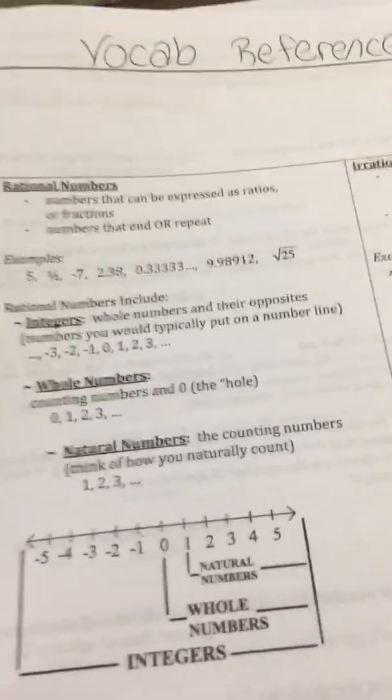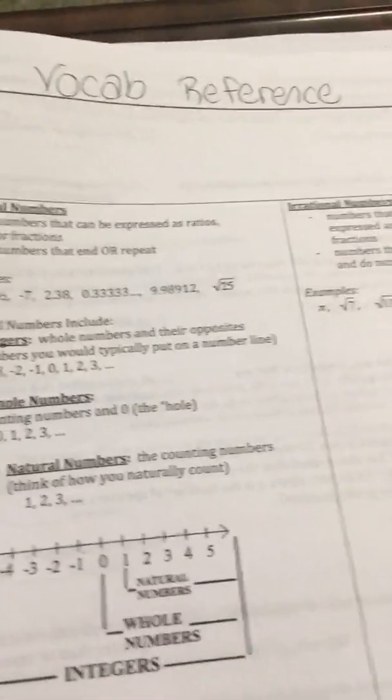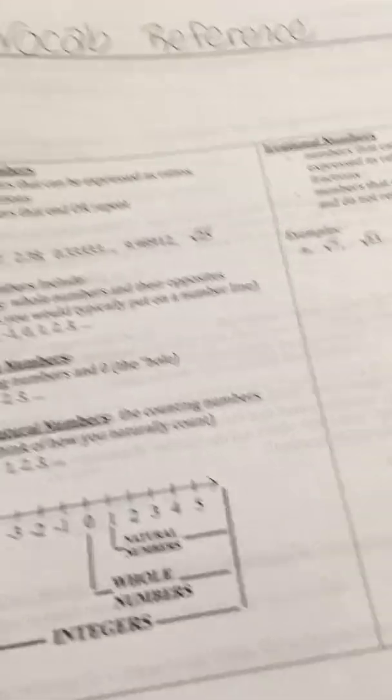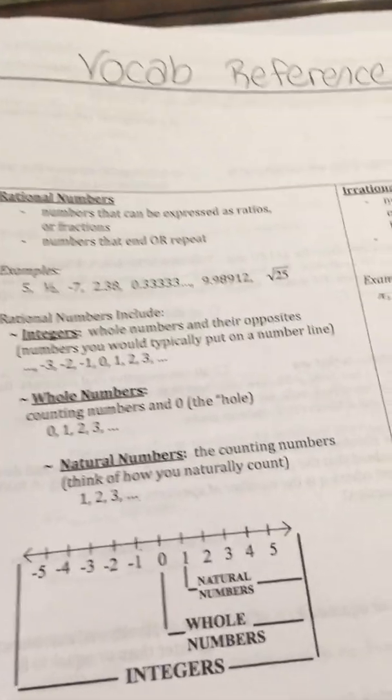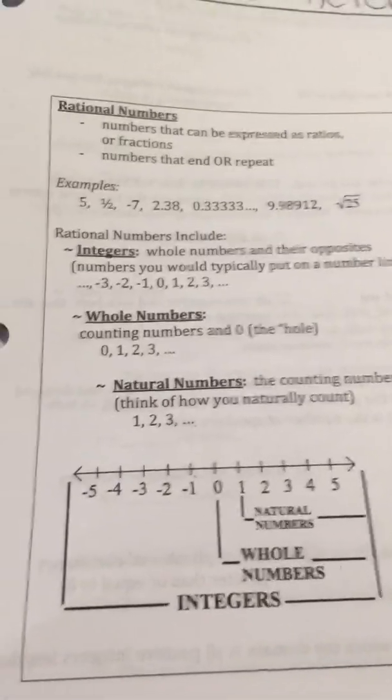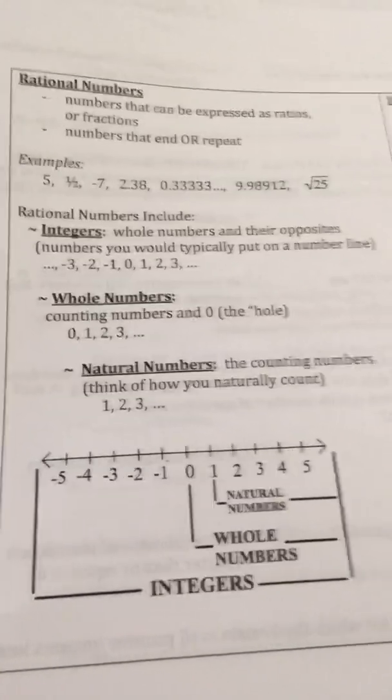So first I would like you to go on Google Classroom to the post from yesterday, check your answers for the homework. If you have any questions, please ask. Then turn to page 3 in your packet. So there's a little vocab reference of types of numbers that we looked at earlier in the year.